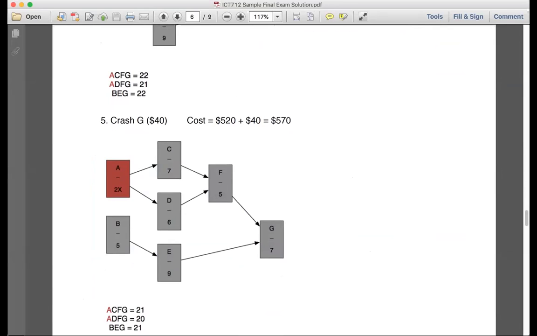Yes, sir, that's fine. Thank you. Do we need to draw the network diagram for that? You don't need to, but you need to make sure the calculations are correct. Okay. Let's continue.